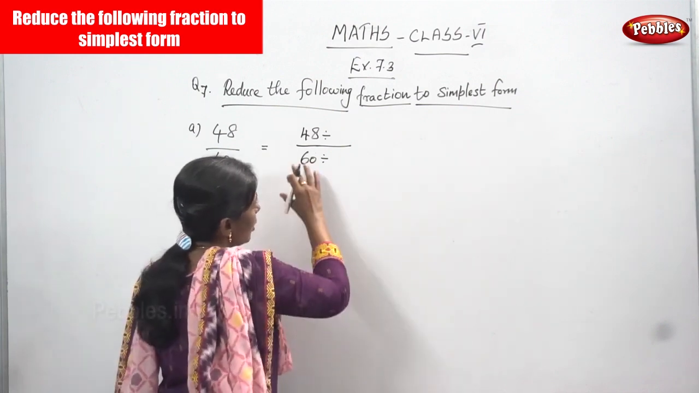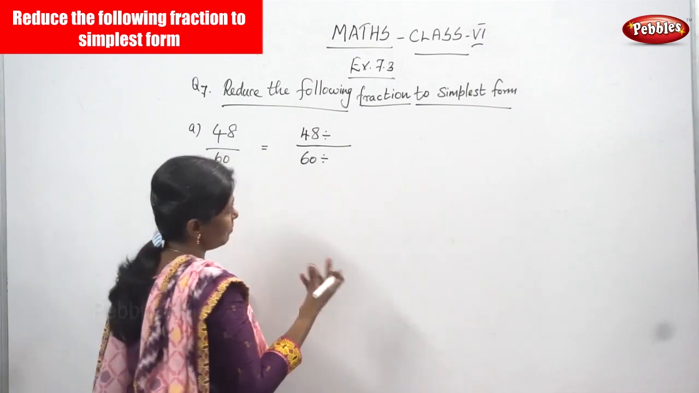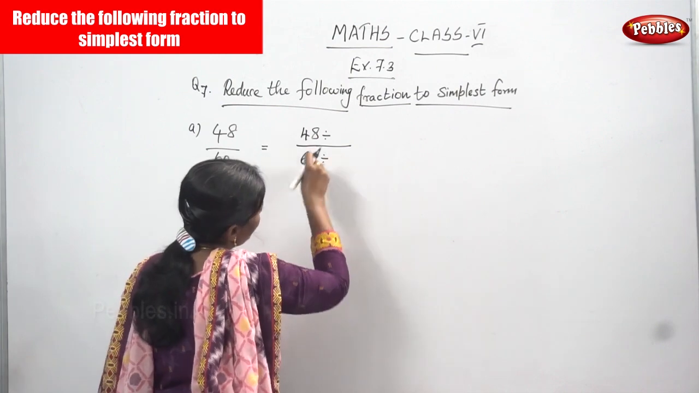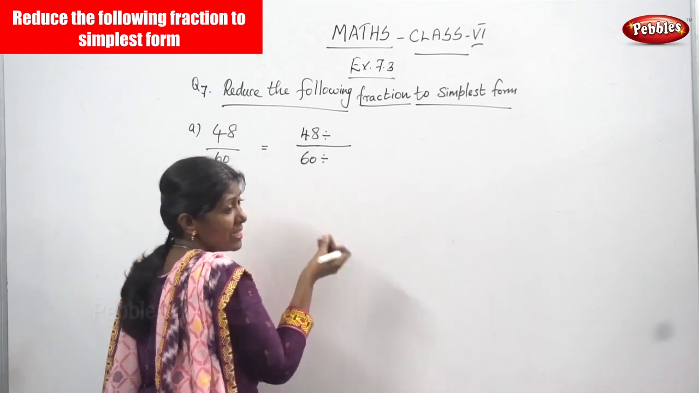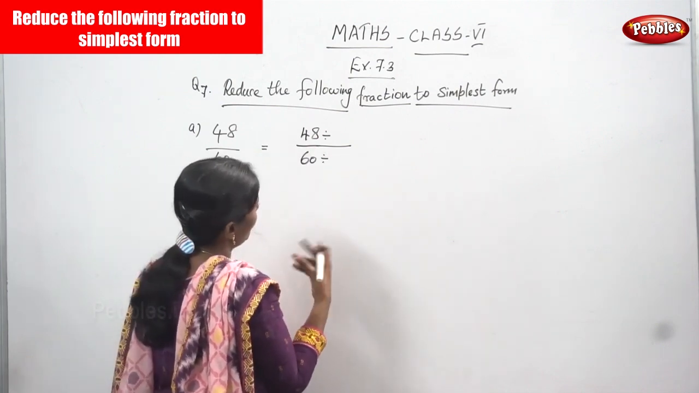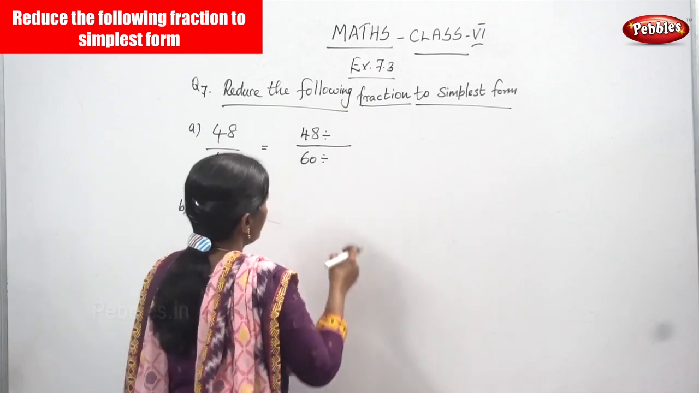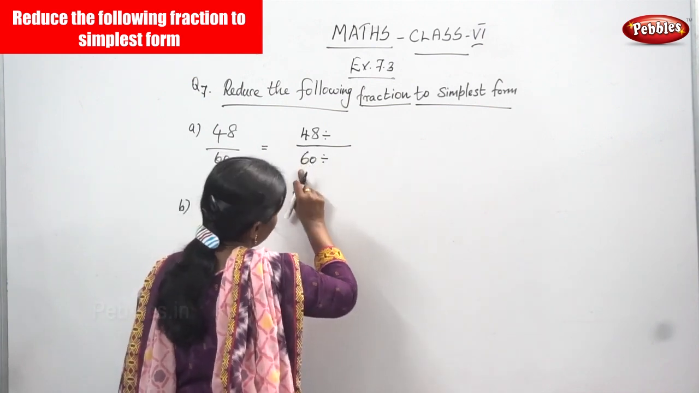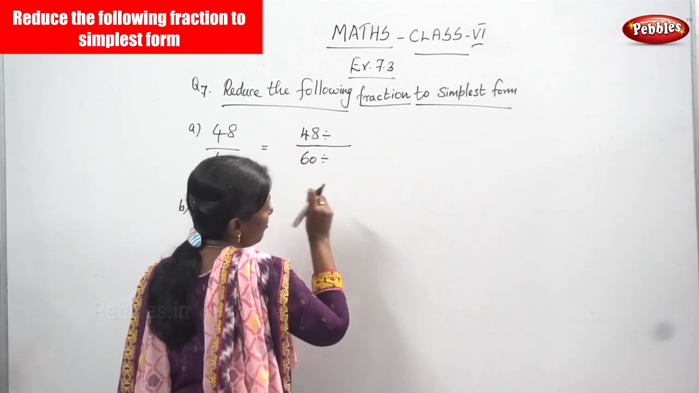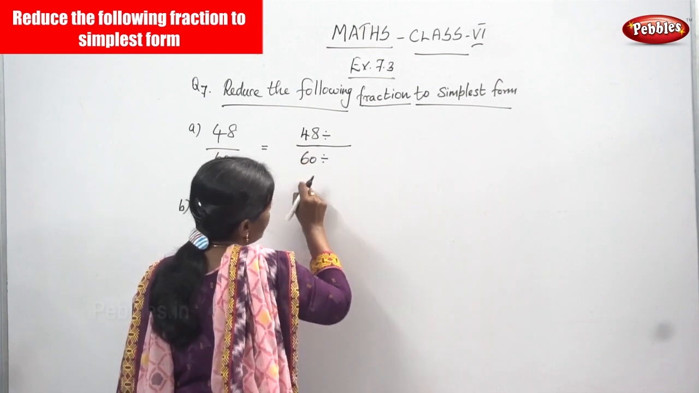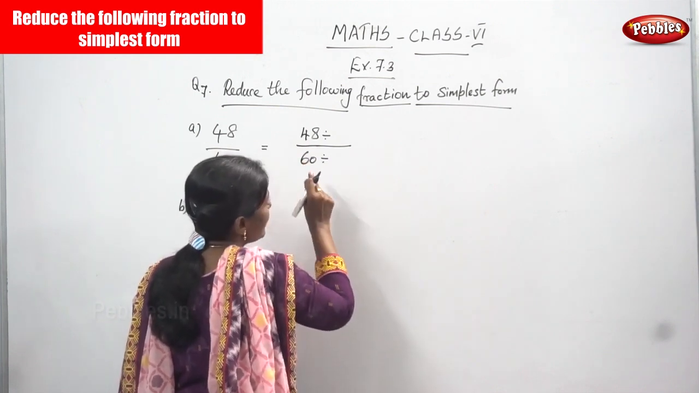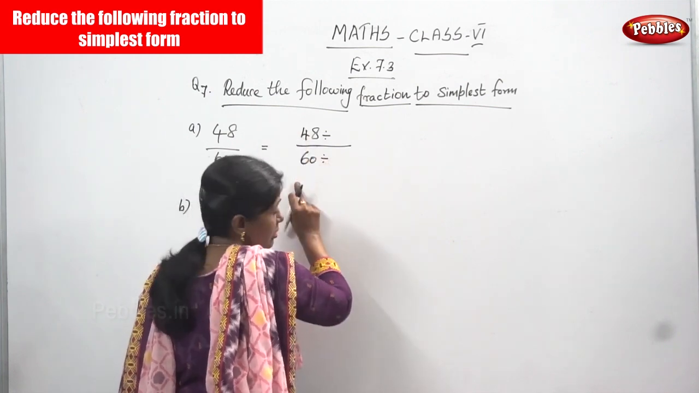You have to make this 48 divided by 60 into the simplest form. Simplest form means you have to simplify this fraction into very simple numbers. So 48 divided by 60, you have to take a common factor for both numbers. That common factor should divide the numerator as well as the denominator.